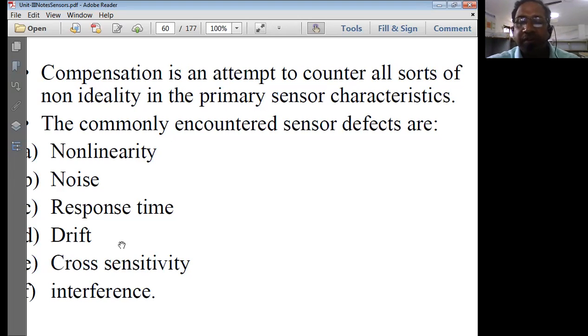Drift. There is going to be a drift in the output of the sensor circuit. Cross sensitivity is also an important issue, and interference is an issue. So what is cross sensitivity? Cross sensitivity is nothing but that the sensor device should be more sensitive to the desired stimulus and less sensitive to the non-desired stimulus signals. This is called cross sensitivity, and it has to be maintained by the sensors. Then interference problems.